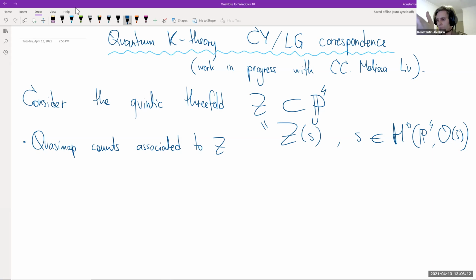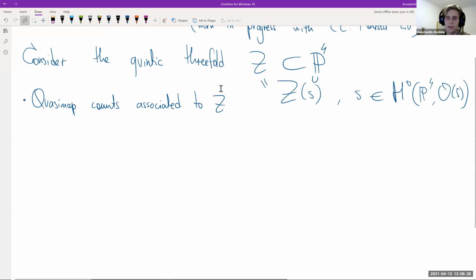Again, there are ways to relate this quasi-map count with stable maps counts or with Donaldson-Thomas counts, but I will be interested in quasi-map counts. And there are also ways to associate different quasi-map counts to the usual quintic. Let me describe them briefly.